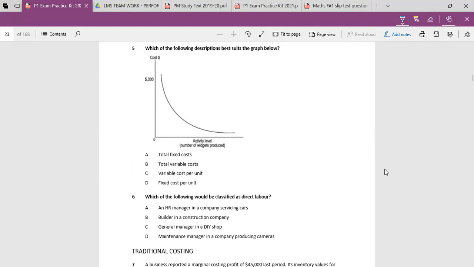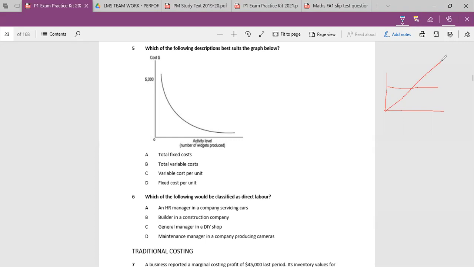This graph relates to which one? Which of the following descriptions best suits the graph? Is it total fixed cost, total variable cost, variable cost per unit, or fixed cost per unit? We know that the total fixed cost remains fixed. The total fixed cost is the same from zero units until the maximum capacity. Total variable cost varies proportionately. So none of them match this one. From the explanation, it is not total fixed cost and not total variable cost. Then we are left with variable cost per unit and fixed cost per unit.